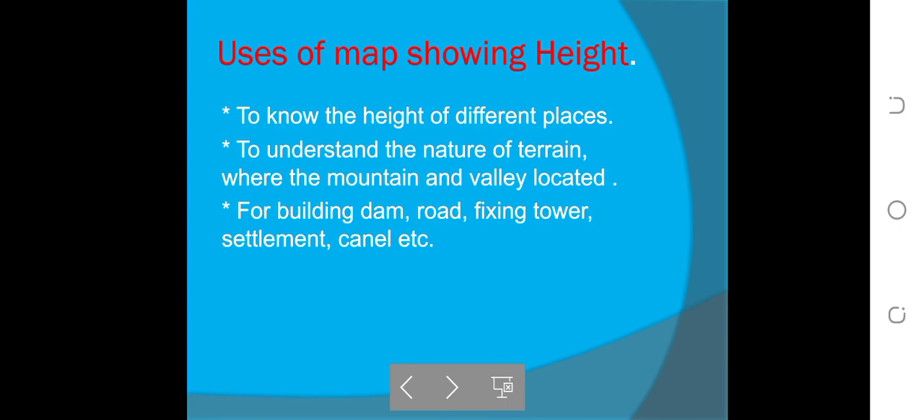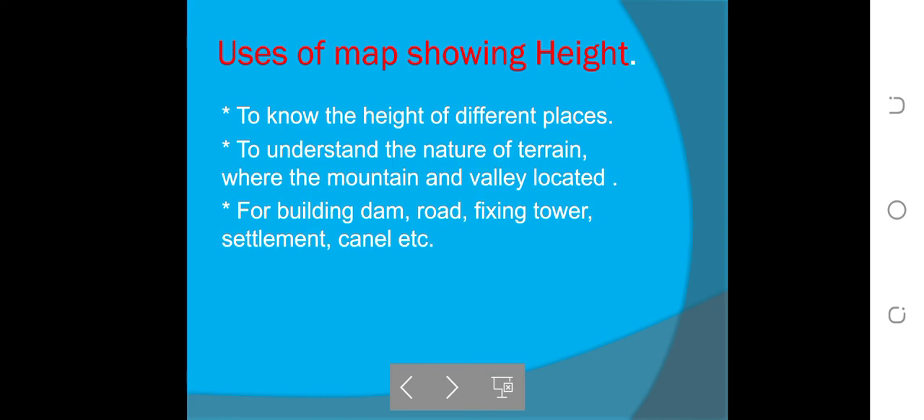This height map helps us in building a dam. You know, dams have to be constructed on low land. If the dam is constructed on high land, a time will come when the water of the dam will fill and it may collapse. All the water will come and it may destroy the lower land. So a dam has to be constructed on low land. To know the low land we have to see the height map.